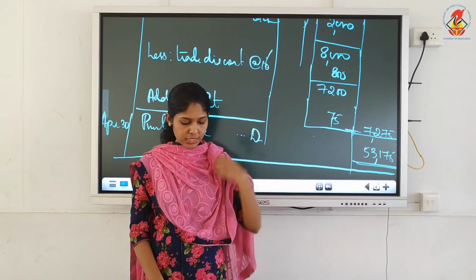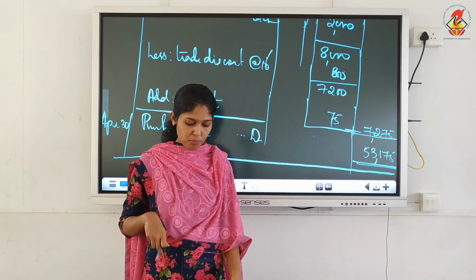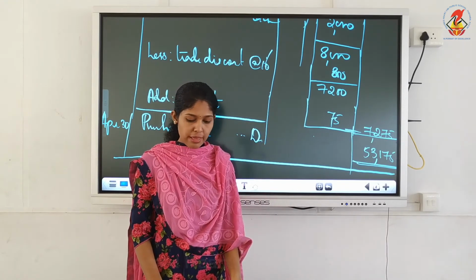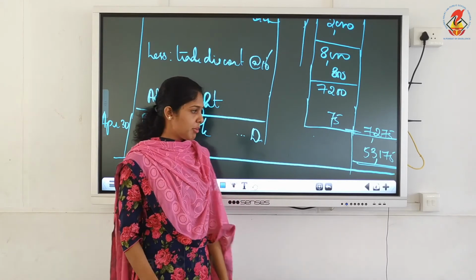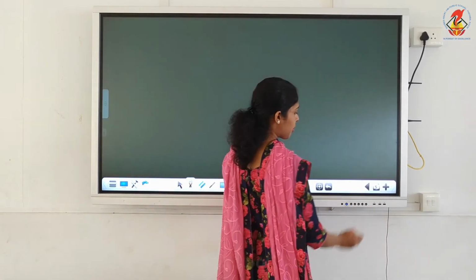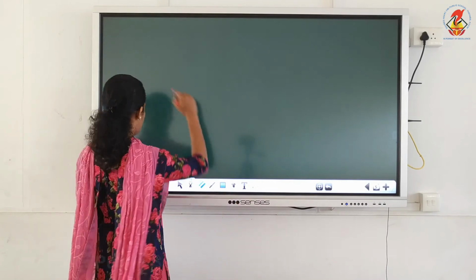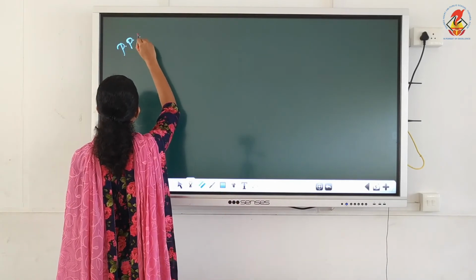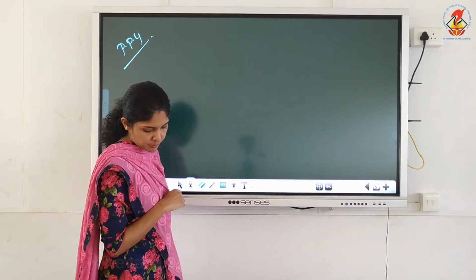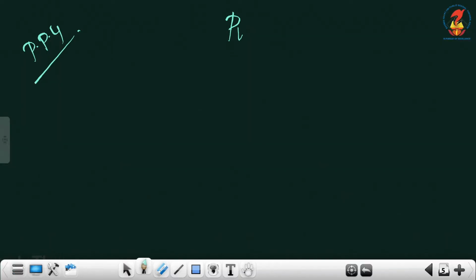Now we will work out exercise, that is practical problem. Practical problem number 4 given on page number 11.35. 11.35 practical problem number 4. So again the question is to prepare purchases book. Draw the format, give column headings.